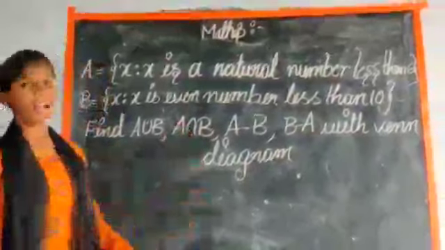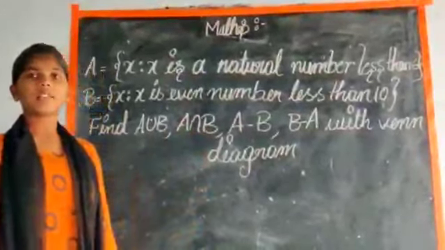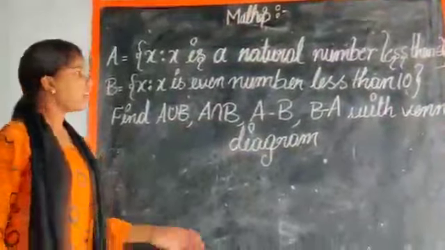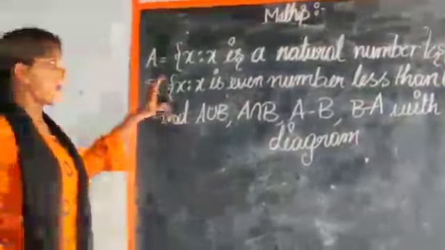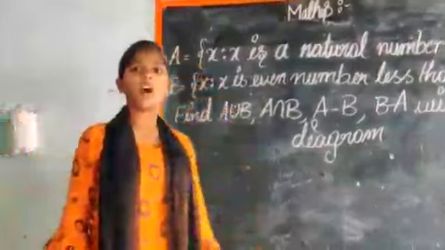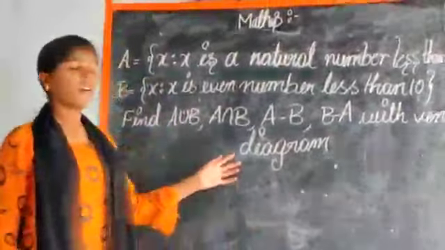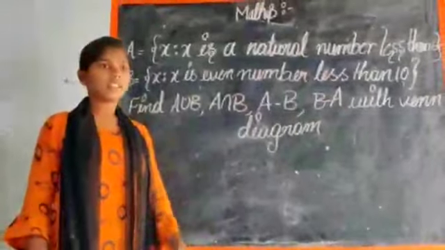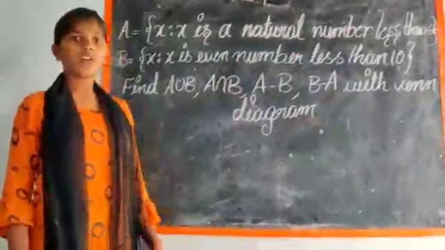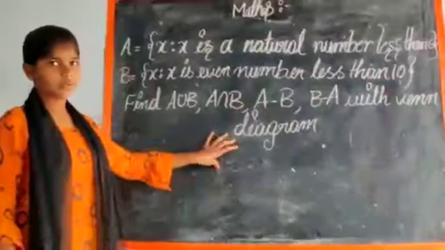So I am going to tell math subject. In this math subject, I have chosen second chapter, sets. In this sets chapter, I have taken one question. I hope that you all understand what is union, what is intersection, what is difference, and how to draw Venn diagrams by this video. Start.